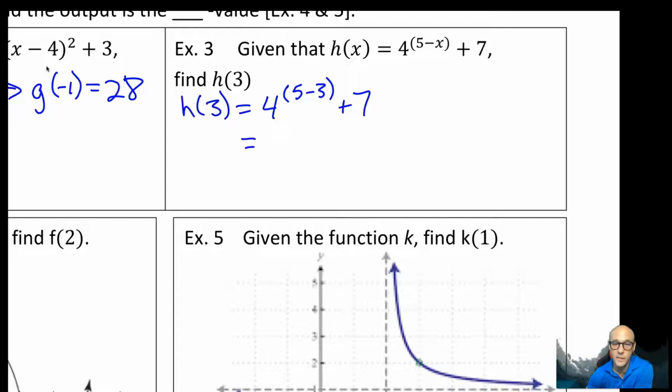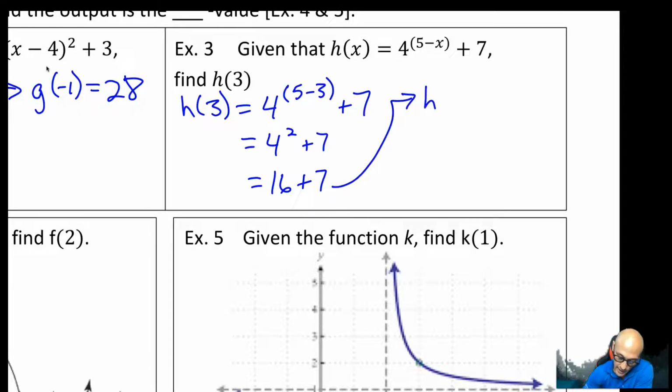So that's in parentheses, so we have to do that first, and it's in an exponent. So we have 4 squared plus 7. 4 squared is 16 plus 7. So h of 3 is equal to 23, because 16 plus 7 is 23. So when the input is 3, the output is 23.